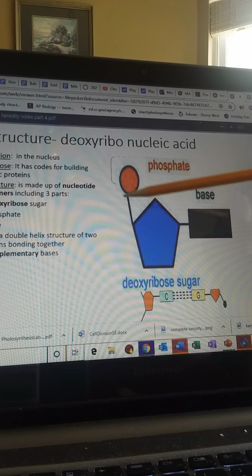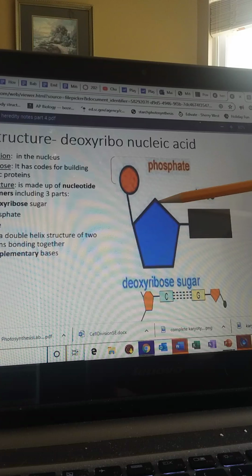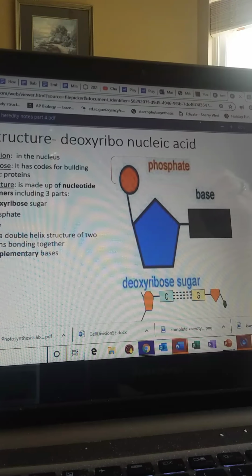Phosphates are always circular, so that's our phosphate. It's bonded to this five-sided house looking thing. Anytime you see a five-sided shape like a house, it's going to be a sugar. This one is called deoxyribose. So the ose ending tells you it's a sugar. And then that's bonded to a base.